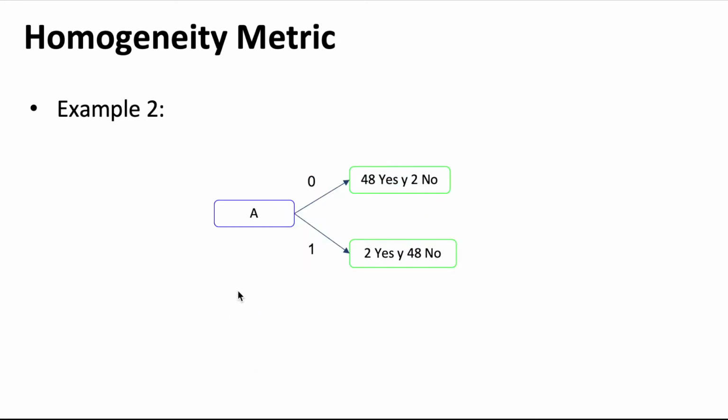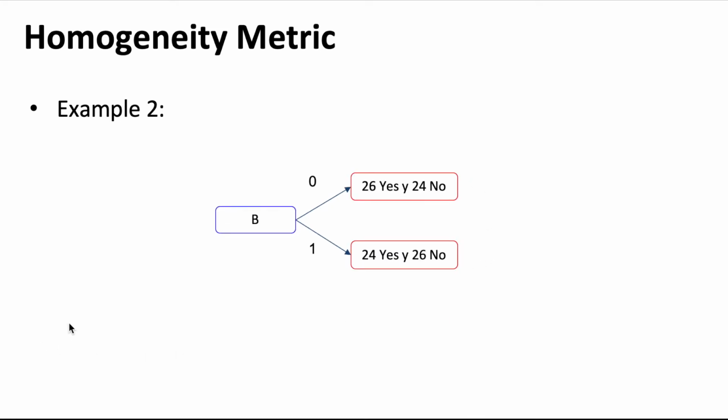Let's assume that when the variable a takes the value 0, we get 48 cases in the class yes and 2 cases in the class no. On the other hand, when the variable a takes the value 1, we get 2 rows belonging to class yes and 48 rows belonging to class no. That's not perfect, right? It's not a perfect classification, but we can see that most of the cases belong to one class and the other.